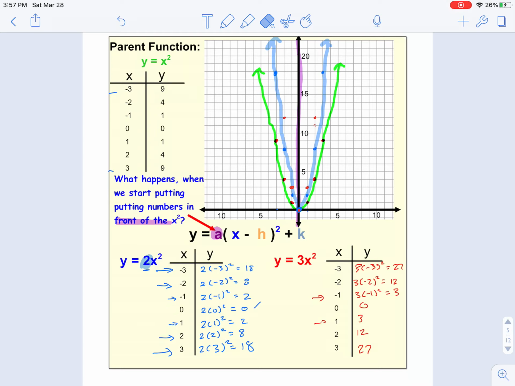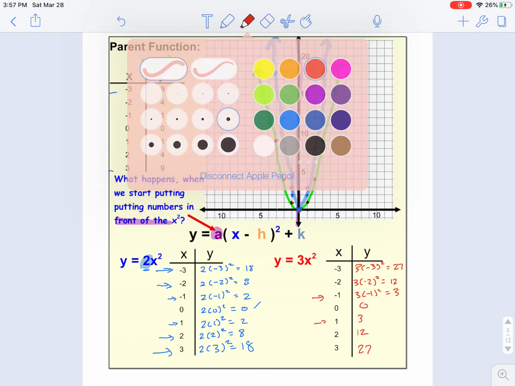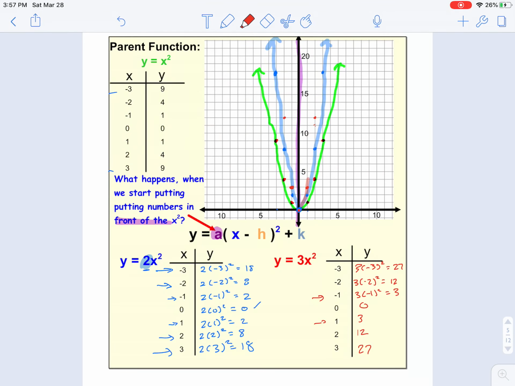Okay. And over 3, up 27. I can't even get that on my graph because it's too high. But if I now highlight these points, every time I put a number in front, and as you can kind of see already, the bigger this number is, the faster it's going to go up, and the closer and closer it's going to get to that y-axis, right?